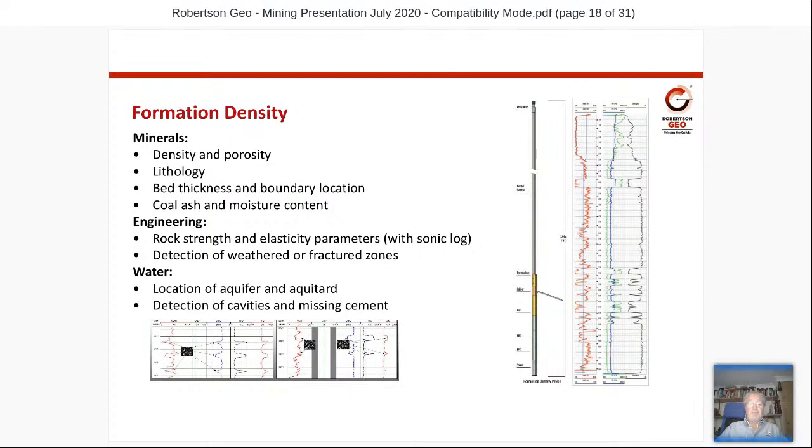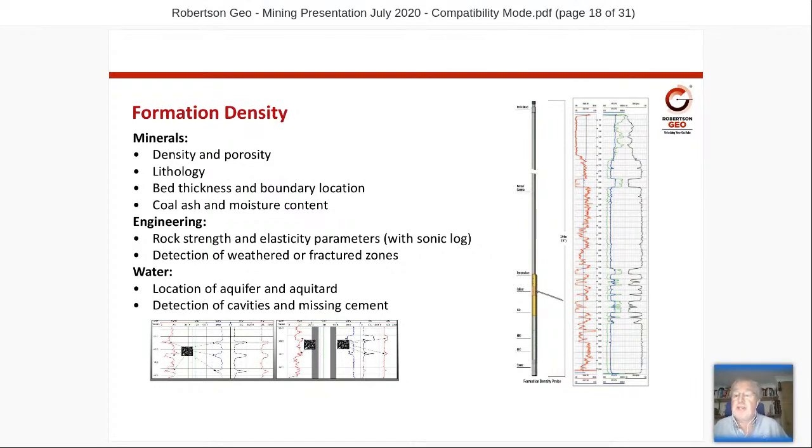Engineering wise, from the combination of formation density, sonic and neutron tools, we can obtain rock strength and elasticity parameters, in conjunction with a sonic log. And that can also help detect weathered or fractured zones. So this is one of the tools that requires a nuclear source, a radioactive source. And if you look at the image of the probe on the right, you can see the caliper arm. That arm is in contact with the borehole wall and can be deployed or retracted from surface.